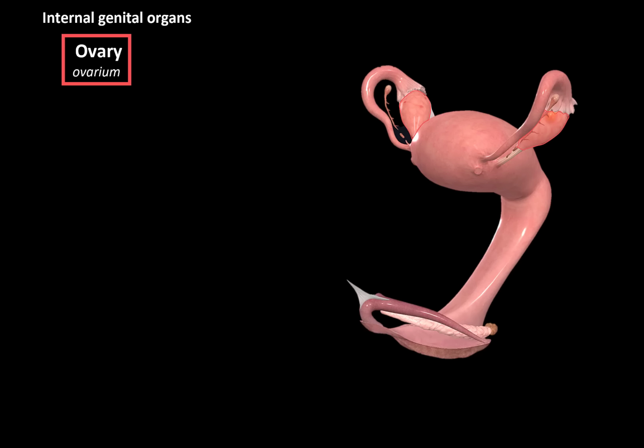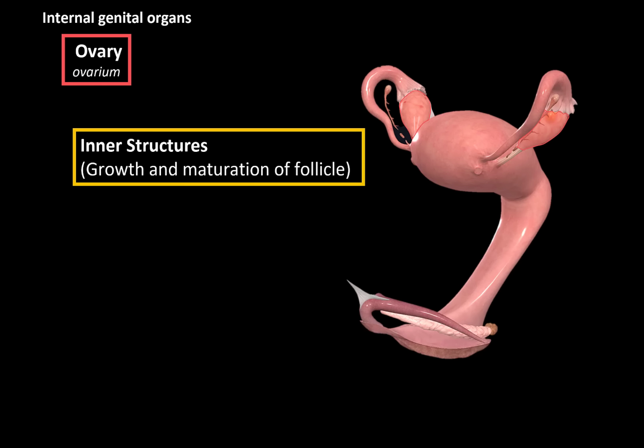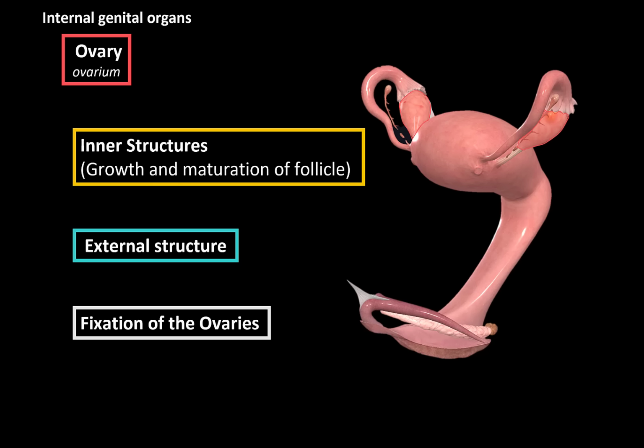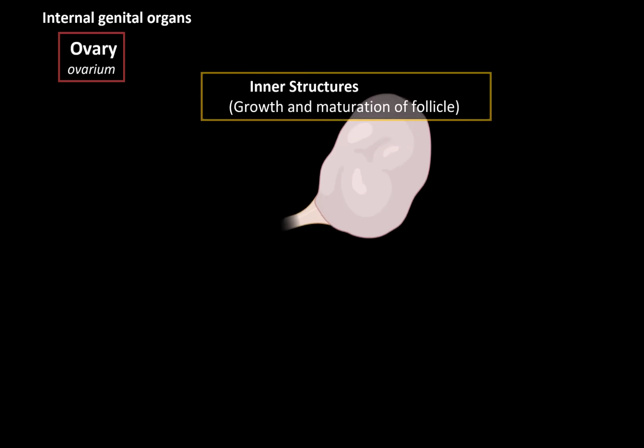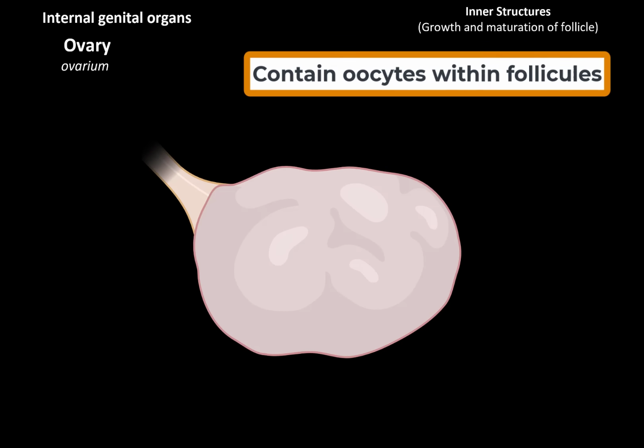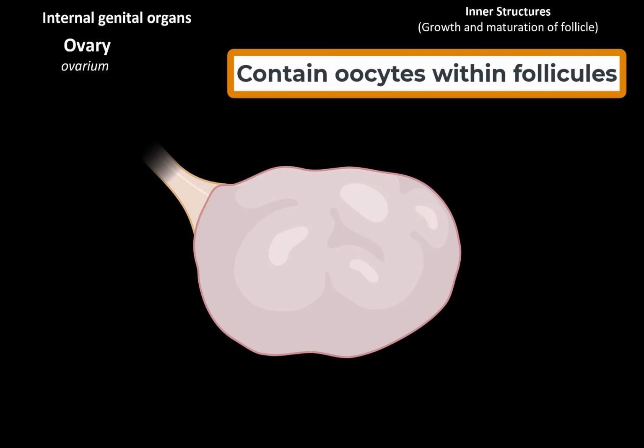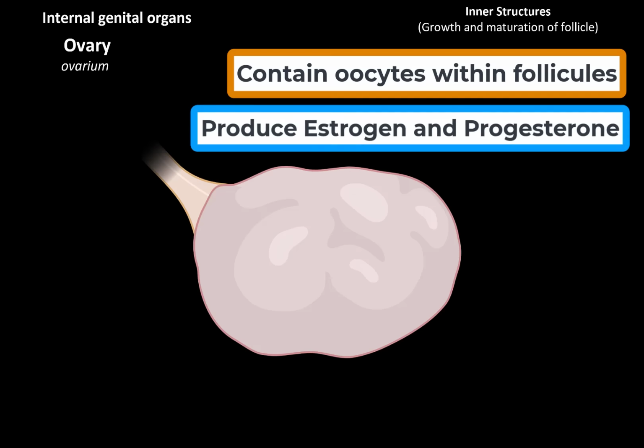So we will first go through its inner structures and the growth and maturation of the follicle. Then we will cover the external anatomy of the ovaries along with how the ovaries are fixated. Now, the ovaries contain oocytes within follicles, right? And they produce steroid hormones, which are estrogen and progesterone.